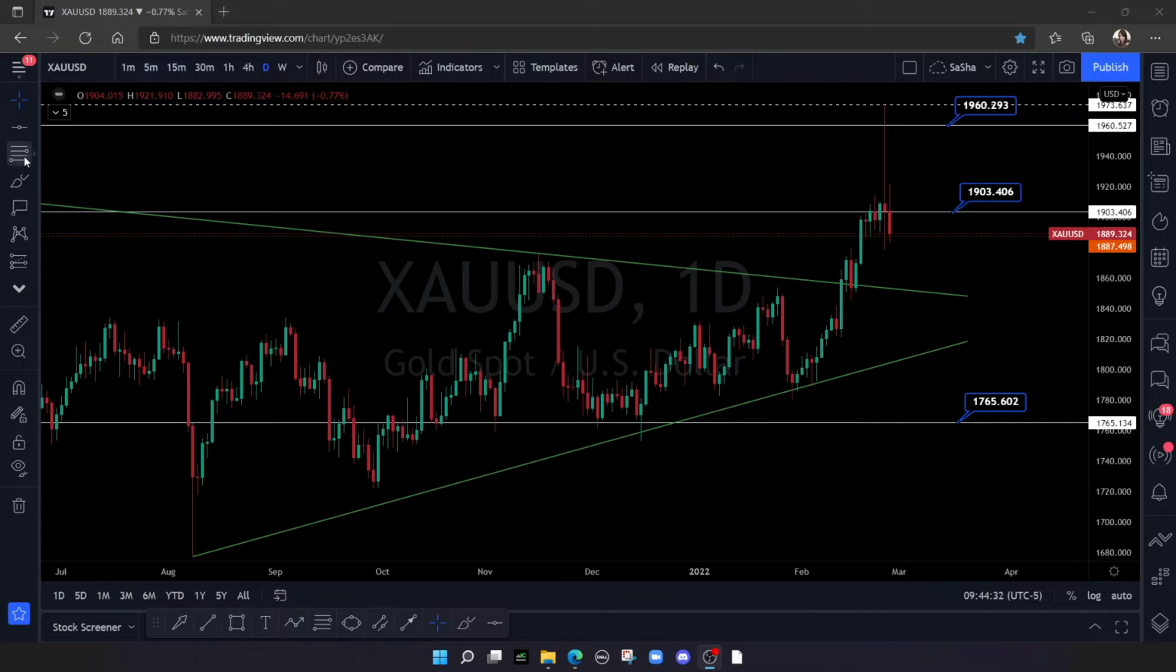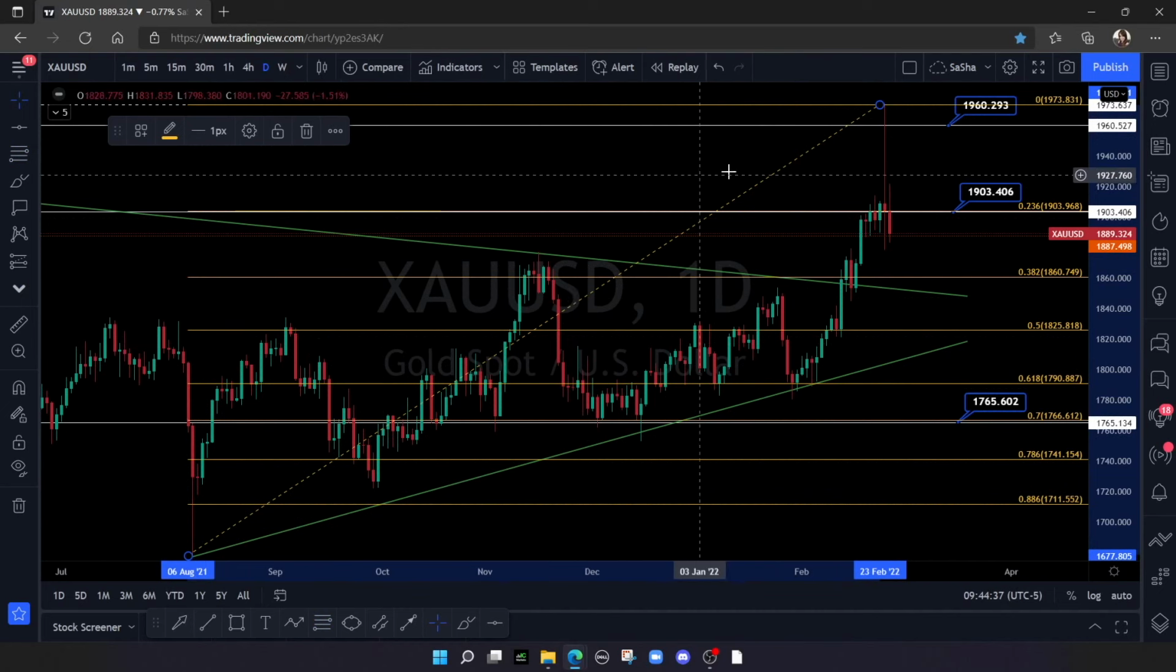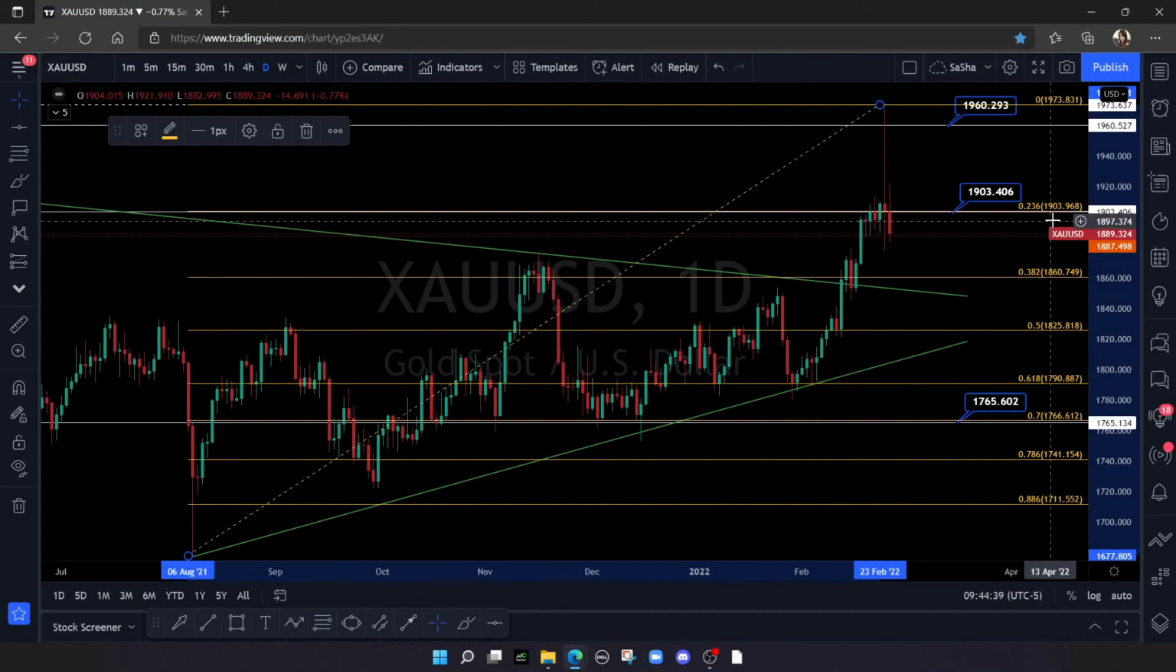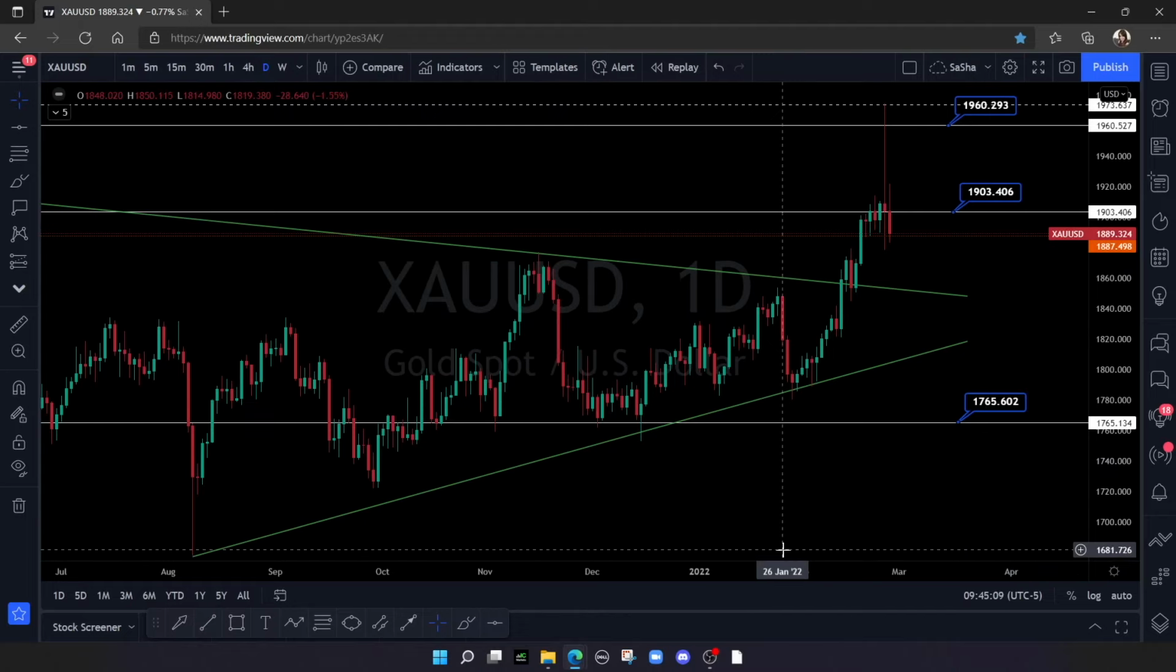Now, another thing that I am looking at is if we fib this leg to the top side, it has already retraced to 0.236 area right here. And now next is around 1860. That could be 0.36, 0.382. And then we have 0.5 level, that is 1826 level. And it's very clear that we have this support, 1765, and below this, of course, we have this level, 1678, for the lower levels to the downside.